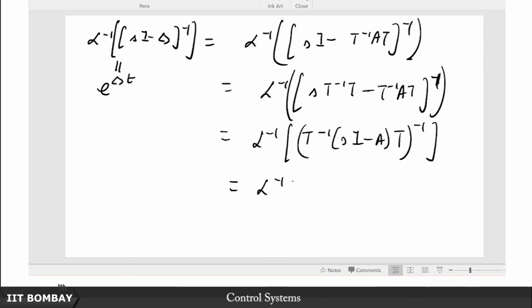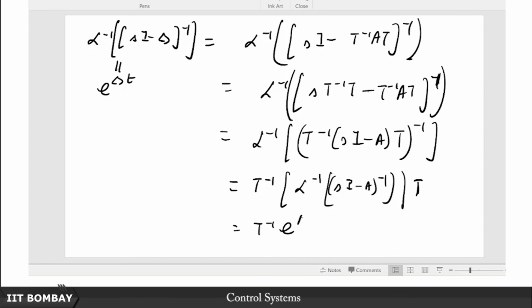So first we get the T inverse pulled out from the left. I can actually take it outside the Laplace inverse sign because this T is a constant. So I can pull out this T inverse and then this Laplace inverse of (sI minus A) inverse and this T, which is nothing but T inverse e to the At T. So therefore I have this equality.